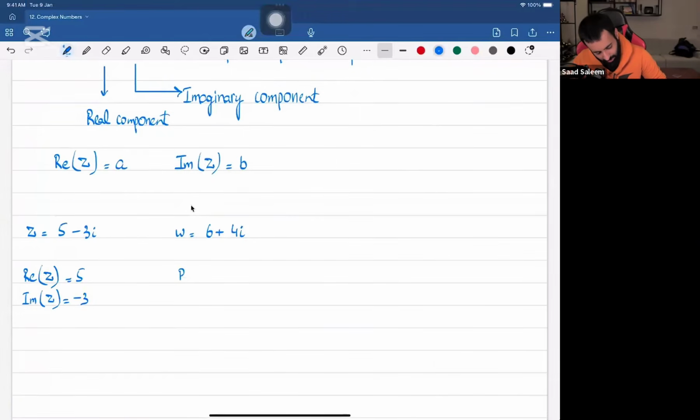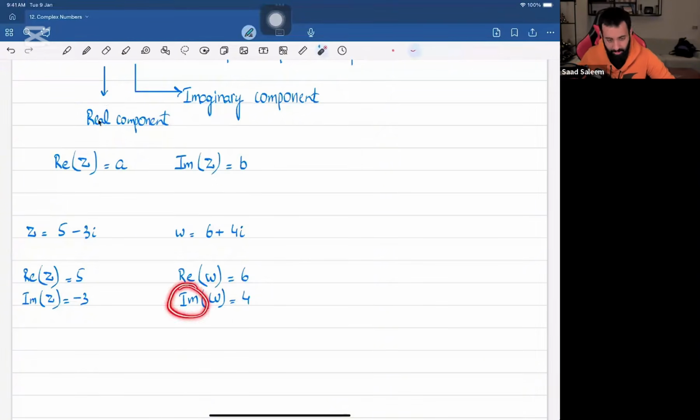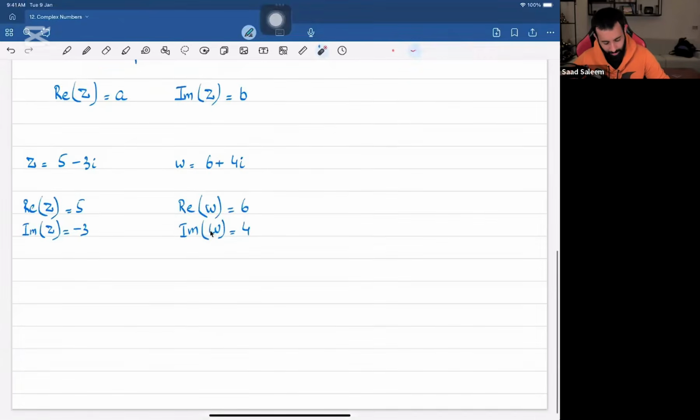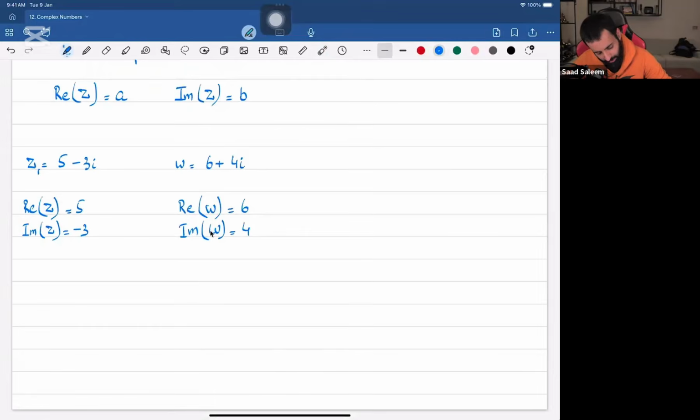And just like how you have functions which you can express using f, g, h, imaginary numbers can also be expressed using z, w. Mostly you will notice that it's z and w. So the real component of w is equal to 6, and the imaginary part of w is equal to 4. No need to write 4 iota because here we're already mentioning that it's the imaginary part.